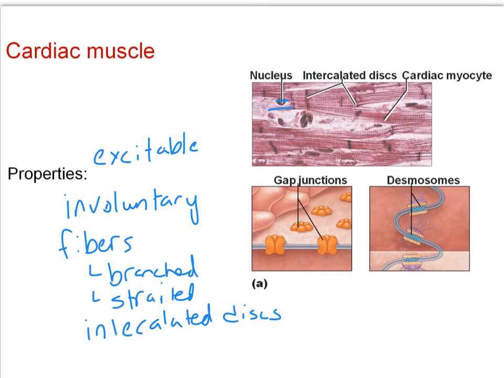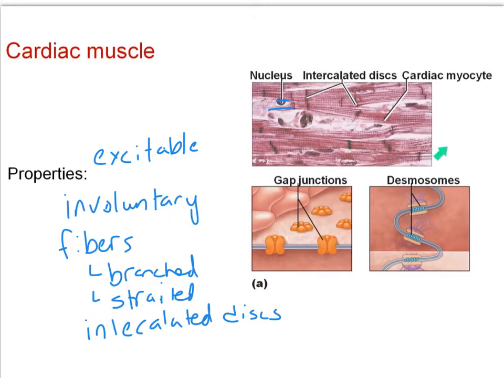So if you come up here, I'll switch to the pointer. Here are the intercalated discs. This would be one fiber, and you can see a little branching there. These intercalated discs allow connection between two neighboring cardiac myocytes and communication between them. In skeletal muscle, these are not required because every skeletal muscle fiber is super long and connects from tendon to tendon. Cardiac myocytes are different. They're connected to each other by these intercalated discs.